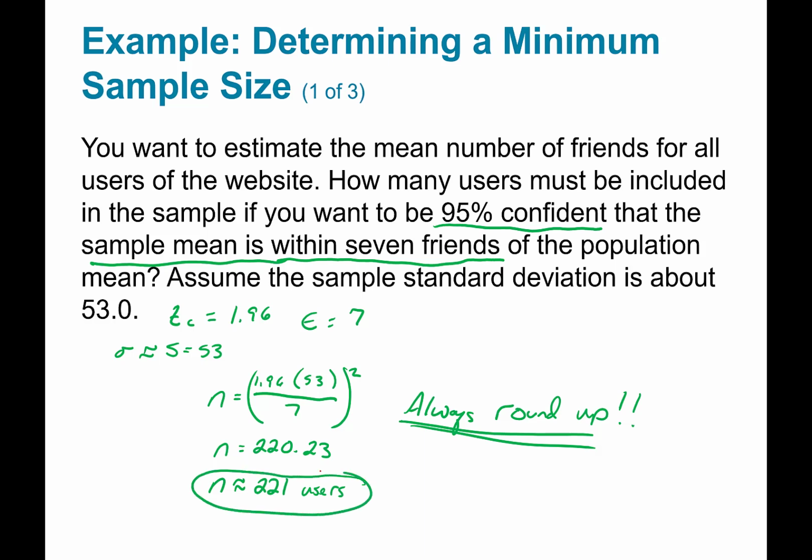Keep in mind, this is just a minimum sample size. You could have more than 221, but you've got to have at least 221 users in the sample.